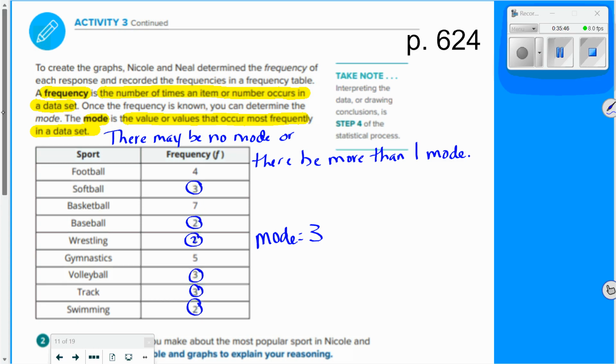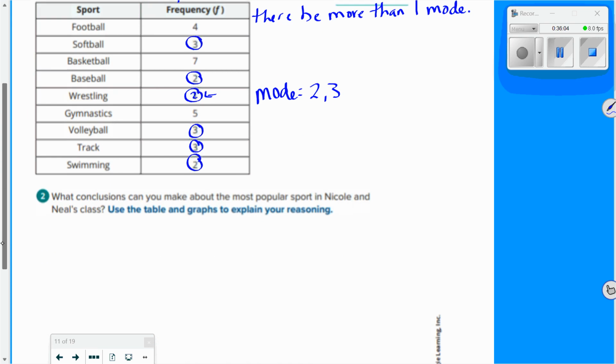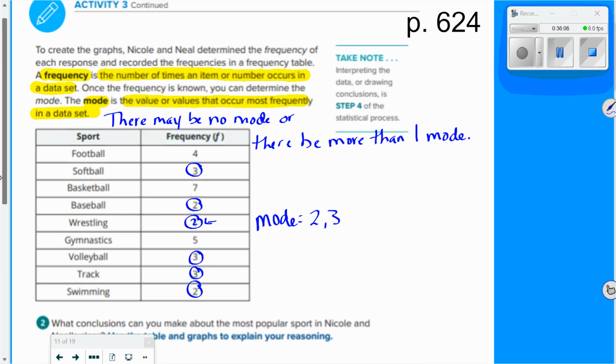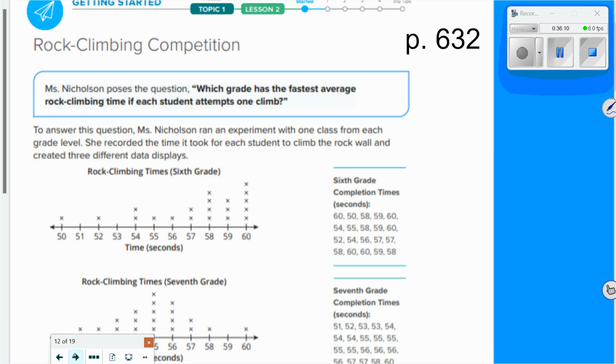If there was no mode, then every number would be different. How would I write it? Once I change that 1 to a 2 and now I have 2 modes, you would write mode is 2, 3. So you just show that there's 2 modes. So that's all. This was the biggest piece we needed on this page.